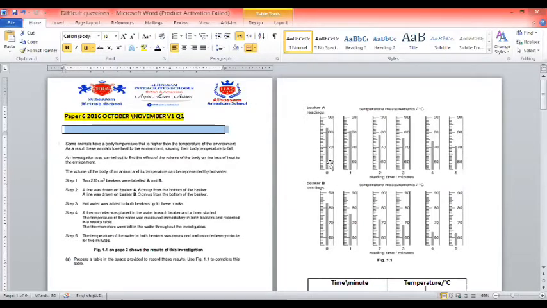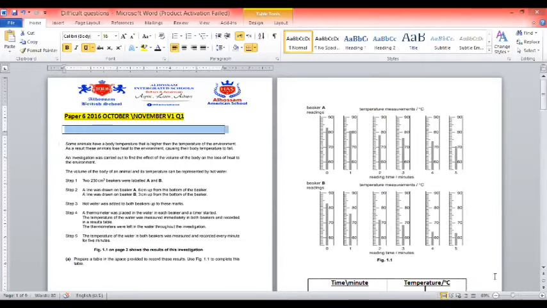Of course, this is the beginning of the experiment. This is the temperature after 1 minute, 2 minutes, 3 minutes, 4 and 5 minutes. In beaker A, that represents the larger volume, and in beaker B, that represents the smaller volume. This is the temperature at 0 at the beginning, after 1 minute, 2 minutes, 3 minutes, and so on.